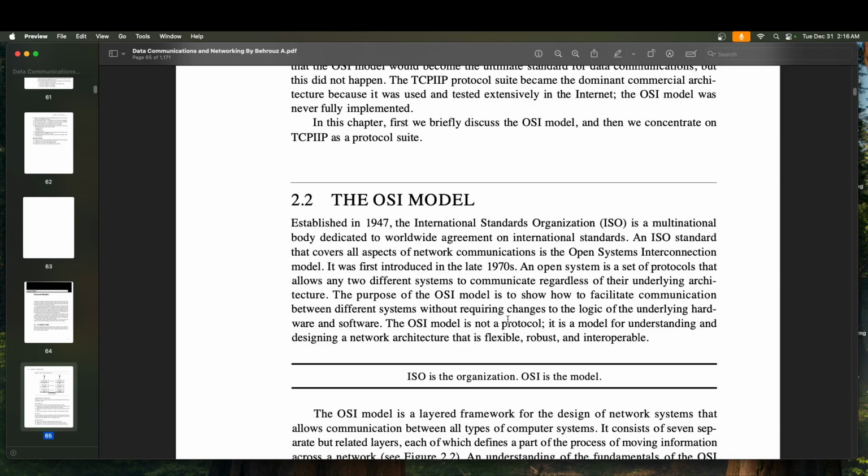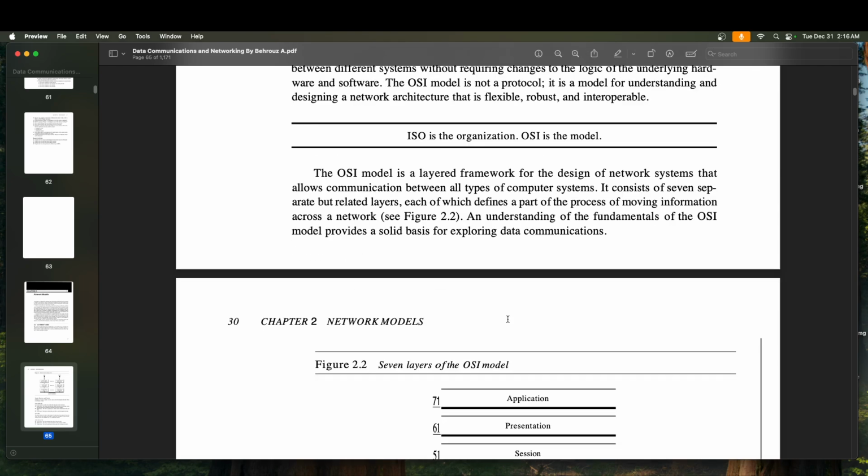So the OSI model was established in 1947 by the International Organization for Standardization, a multinational body dedicated to worldwide agreement on international standards. An ISO standard that covers all aspects of network communication is the Open Systems Interconnection (OSI) model. This is basically a more theoretical model of how communication between different layers happens. Now, it is not a protocol, it is a model. Remember, this is a model. We are just going to understand how the communication takes place.